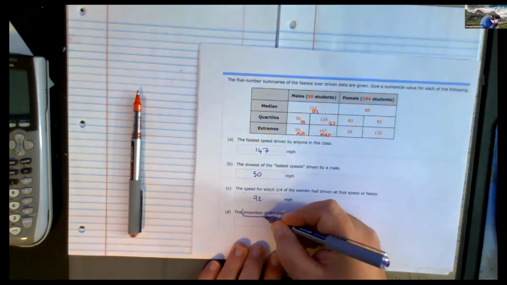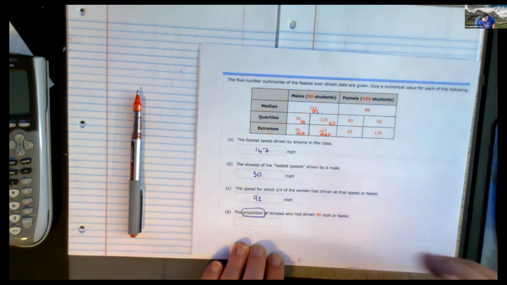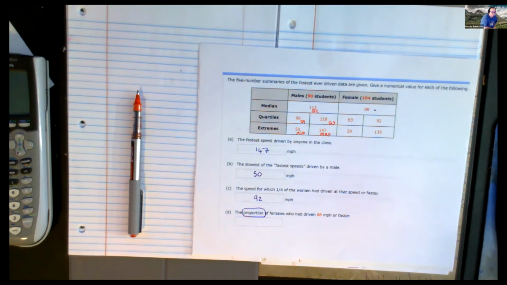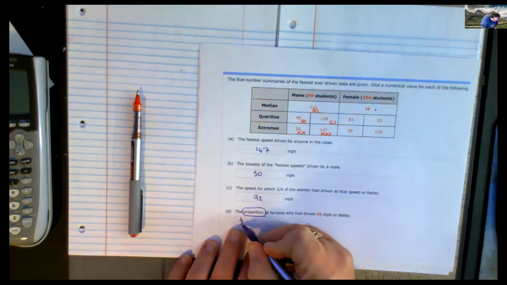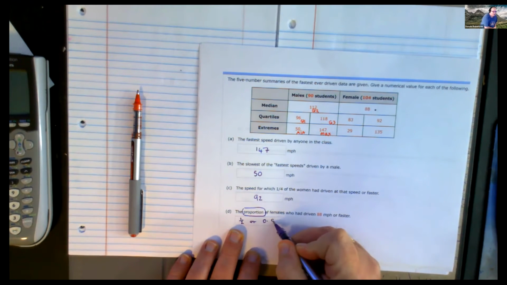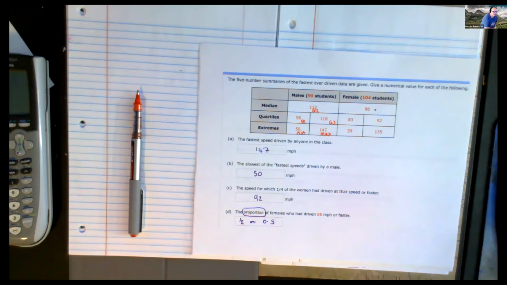Now, it then goes on and says the proportion. That word is important. So the proportion of female drivers who had driven 88 miles an hour or faster. Now, do you see 88 is right in the middle? So isn't that basically half the females? So when you see the word proportion, they are looking for a fraction or a decimal. I hope WebAssign will accept either of those two answers.